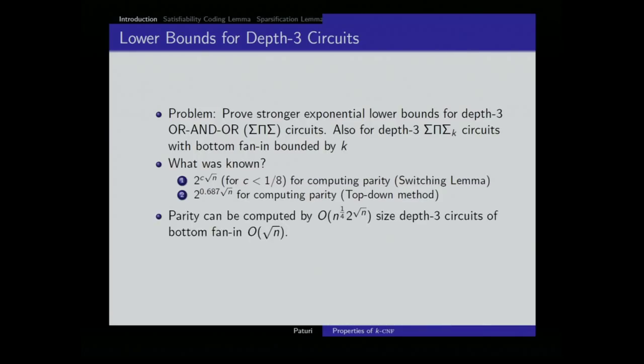On the other hand, the best known upper bounds are of the form n to the 1/4 times 2 to the square root n for depth 3 circuits with a bottom fan-in of square root n. So one concrete motivation is: can we reduce the gap between lower and upper bounds for parity for depth 3 circuits? The talk will focus on this very technical and interesting question and see what progress we can make.